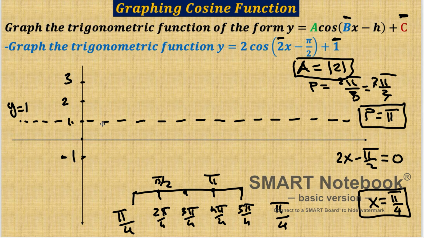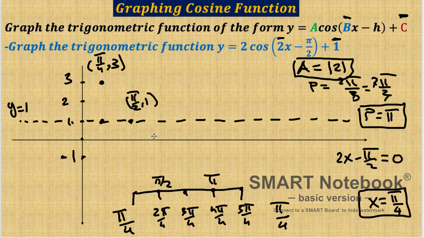And now we are taking those points. We already know the cosine is going to start from the maximum point here, at pi over 4. This point has x coordinate pi over 4 and y coordinate 3. The second is going to be pi over 2. The function is going to hit this point here at pi over 2, and the y coordinate is 1, because as you see, this is 1.